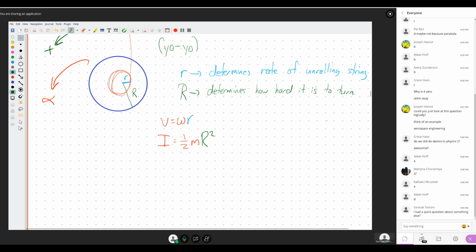These problems where you're combining rotation and translation, often students find those to be among the most challenging in Physics 211. Not because the math is hard, but because you have to think clearly about this kind of thing.